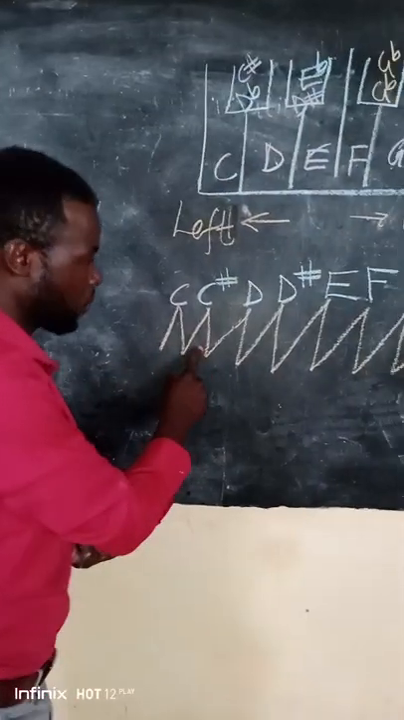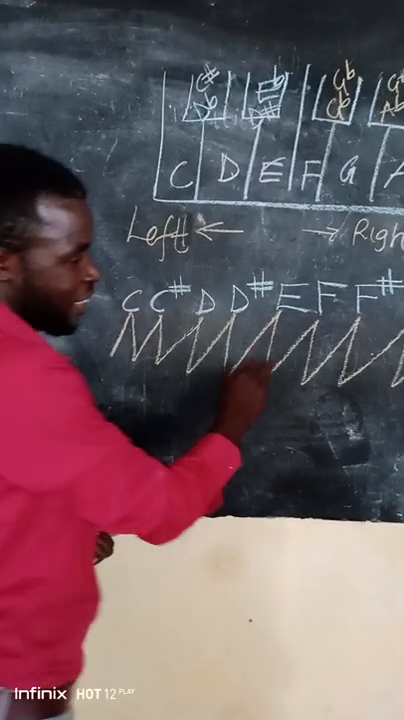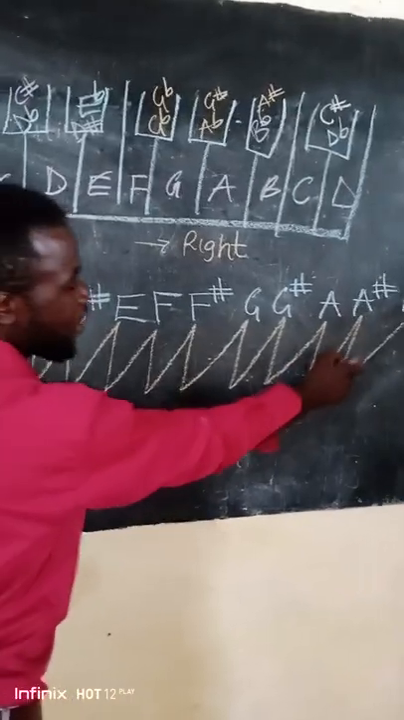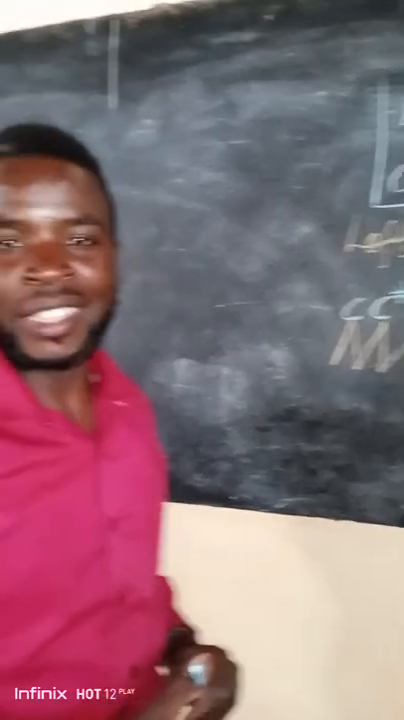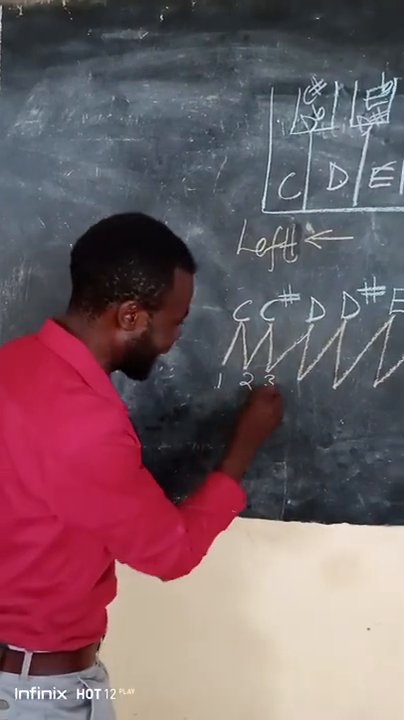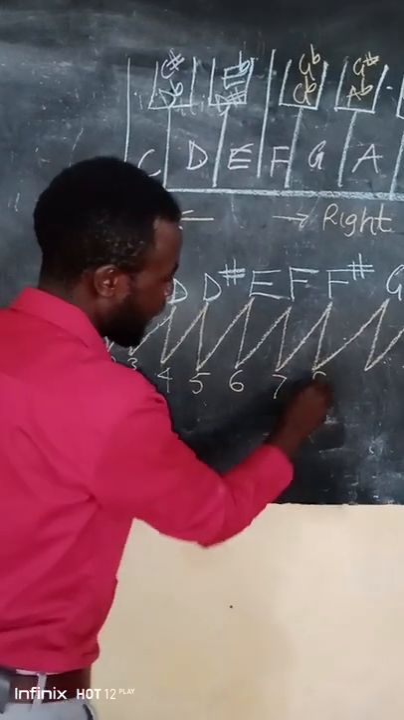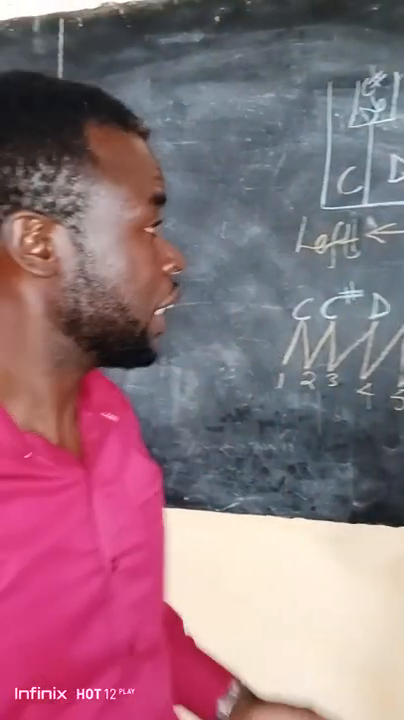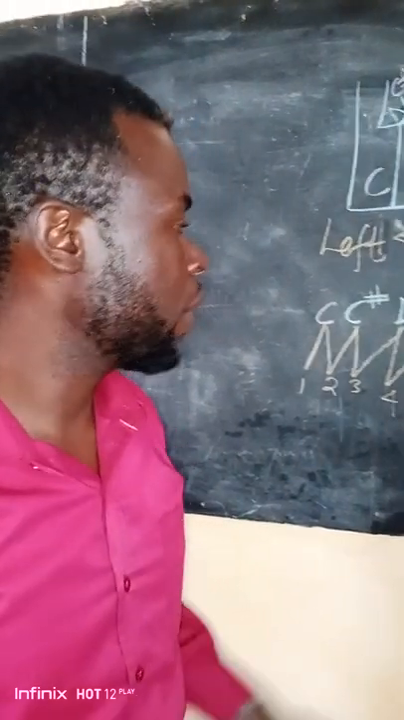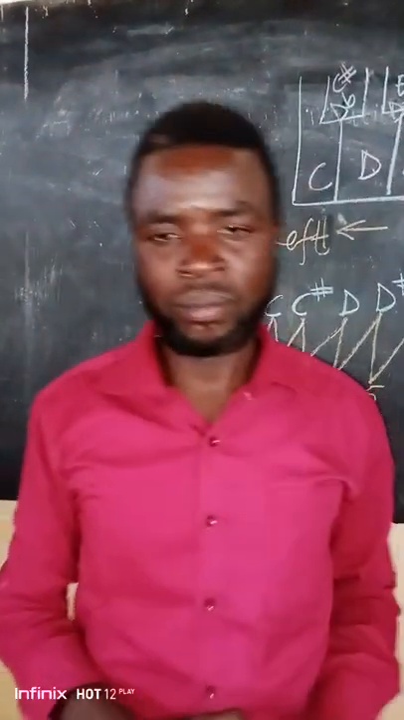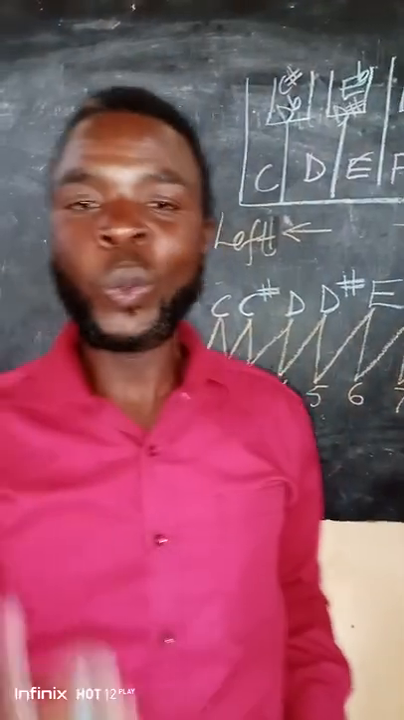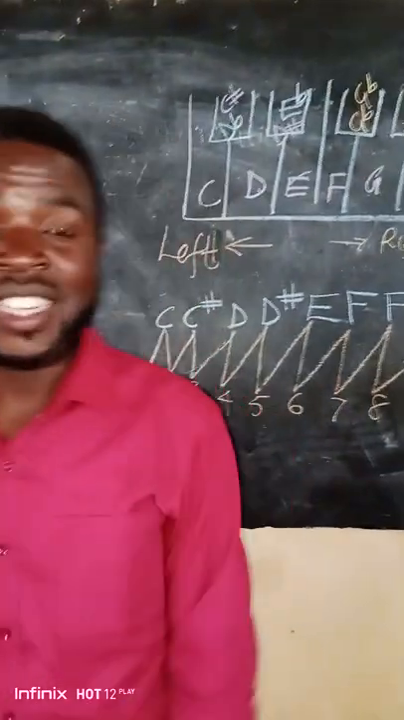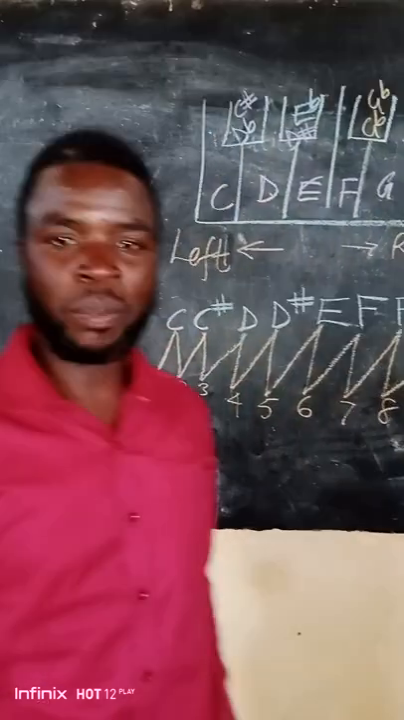Those are the 12 keys that you must come across. If you are a musician, you must know this. Any person, anybody who sings any song must apply either of these. You are singing an E, you are singing an F sharp, you are singing a G sharp.